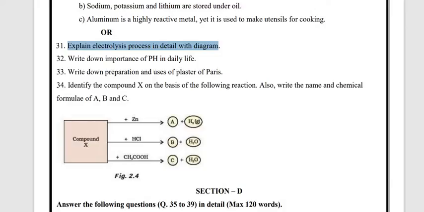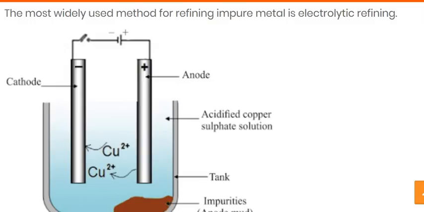Now let's see how we can get pure copper by the electrolysis process, and its diagram too. Here you can see the most widely used method for refining impure metal is electrolytic refining. Meaning we can refine the metal from the impure metal by the electrolysis method.